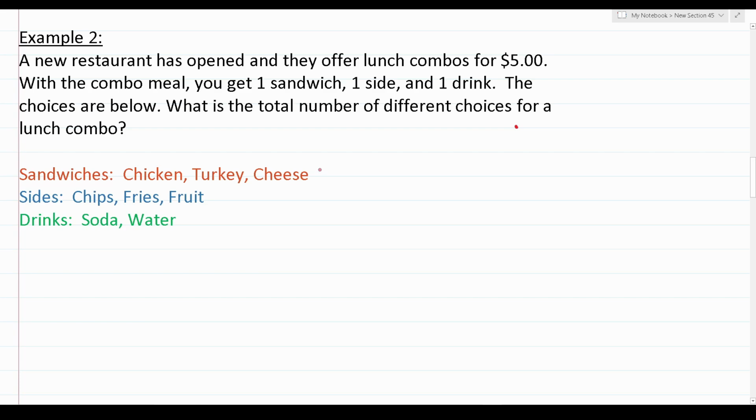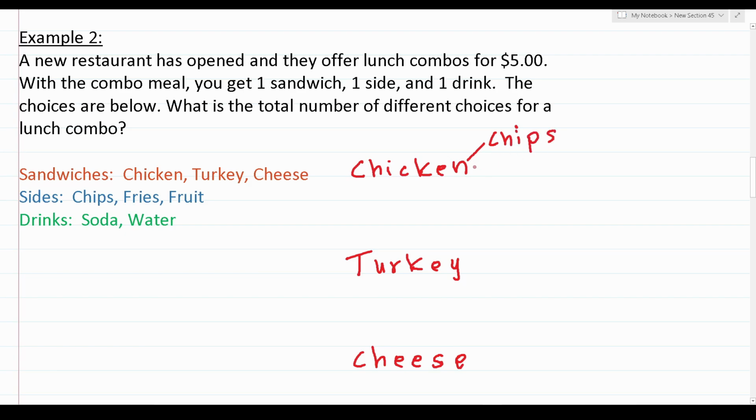As far as sandwiches go, we have 3 choices, notably chicken, turkey, and a cheese sandwich. If we get a chicken sandwich, we have 3 options for sides. Notably, we can have chips, we can have fries, or we can have fruit. And this applies to all 3 sandwiches.